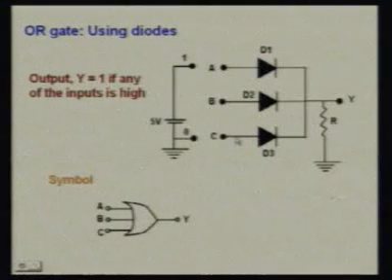So this is the symbol for OR gate. These A, B, C are the inputs, and output Y indicates the output of the OR gate. We may take any number of inputs, but at least two inputs. There should be two inputs in an OR gate.